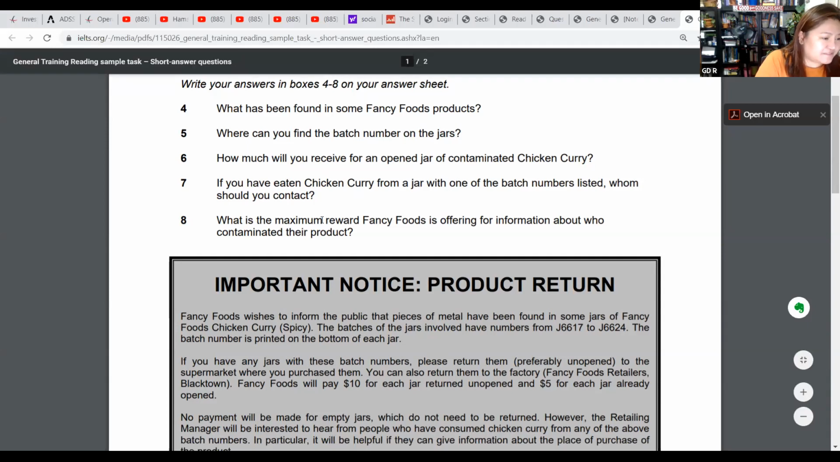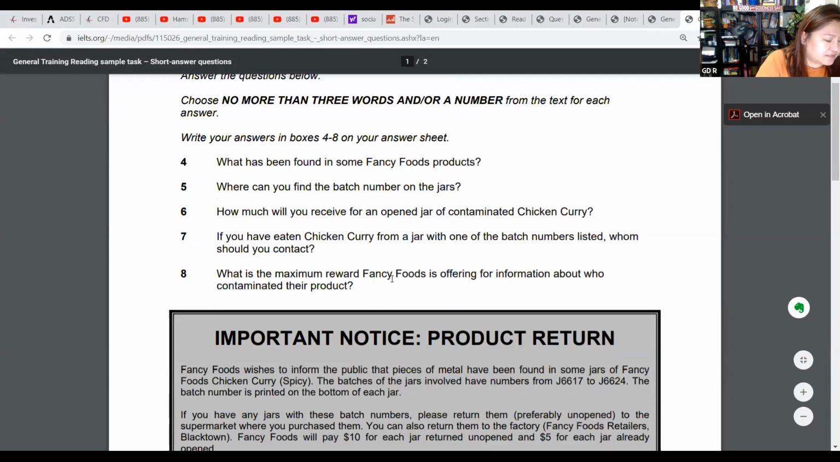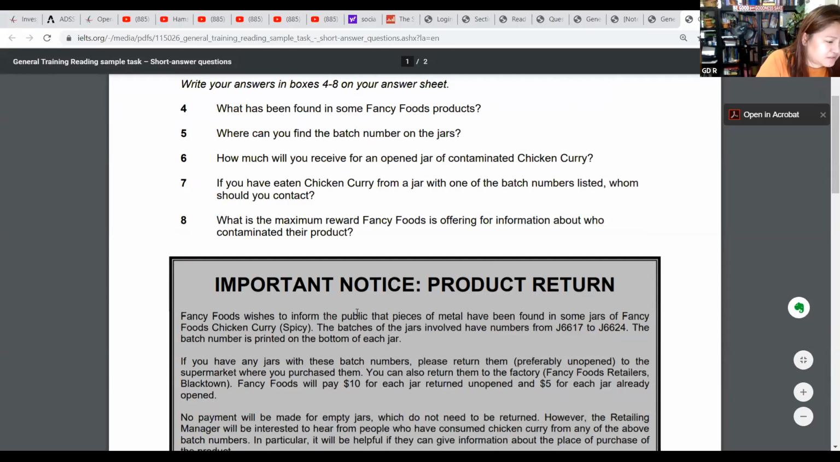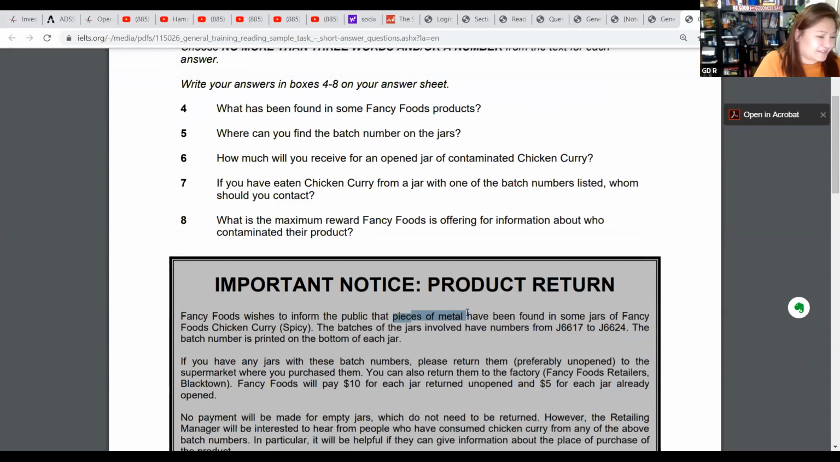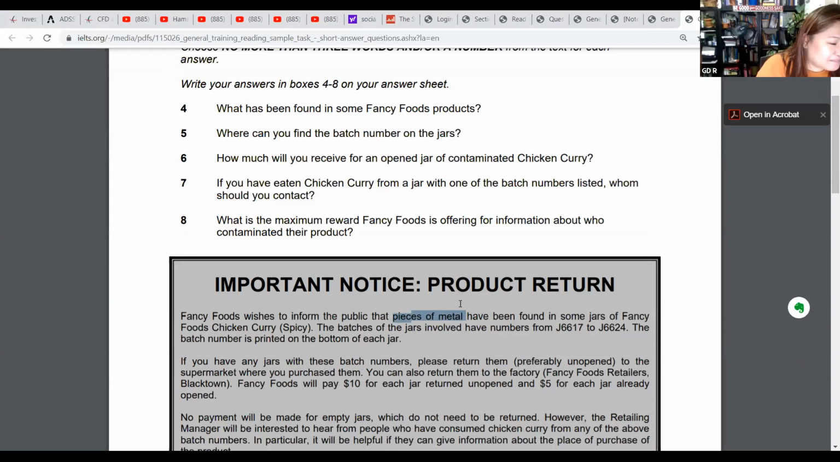So, what has been found? This is a short answer question. The pieces of metal. So, what has been found, class? Number 4. Sinagot ko na pala, no? Narag, Romel and Maribel, what has been found? Bonus. So, it's either metal or pieces of metal. Yun yung magandang, pwede nyo i-reword.